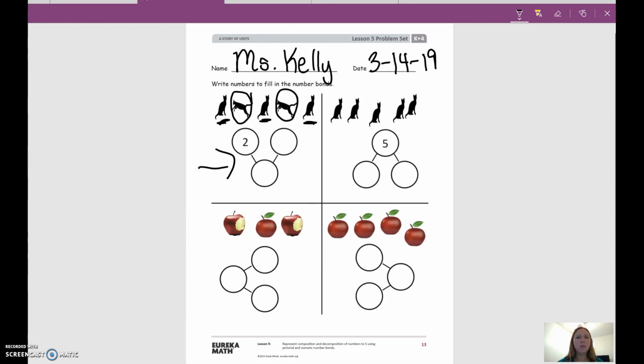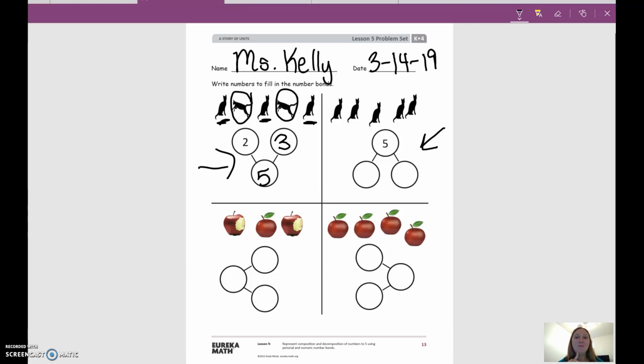So we're going to put the other part in the other side of the number bond. Now I have both parts, 2 jumping cats and 3 sitting cats. But what's the whole? How many cats are there all together? 5. You're right, there's 5. So we're going to put the 5 in the whole. All right, let's go to the next box with the cats.